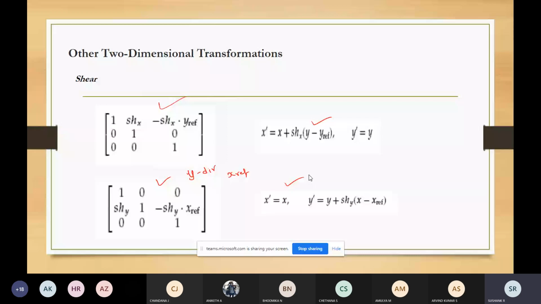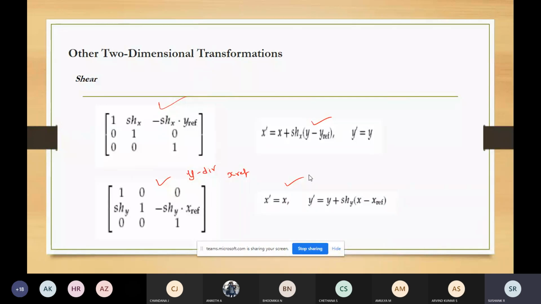We have a total of 5 transformations. The basic transformations are translation, rotation, and scaling, and the other transformations are reflection and shearing. Some packages will support only the basic ones, and some computer graphics systems, like OpenGL, will support these two also, reflection and shearing. So we have covered the basic 2D transformations and the other 2D transformations.